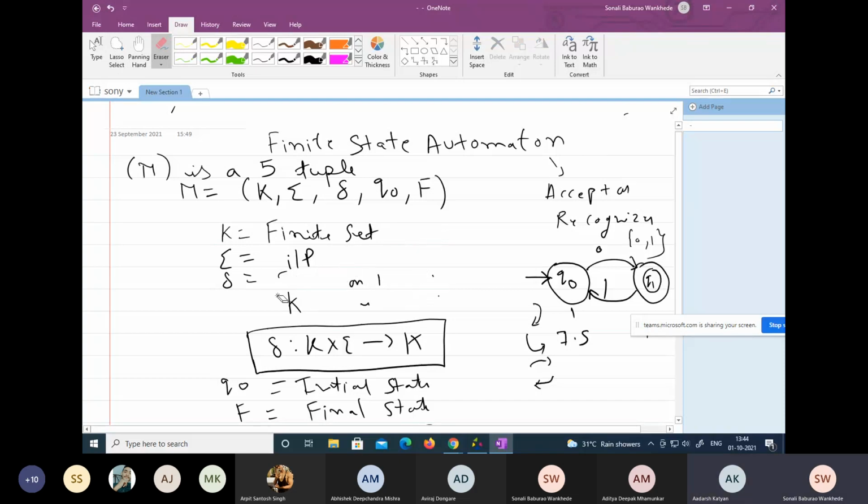Okay, so this much is clear. Now we will see something, we had seen this state diagram. We had also seen the state table, etc. Now let us take one example over here.